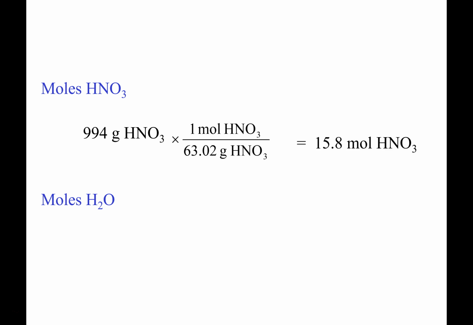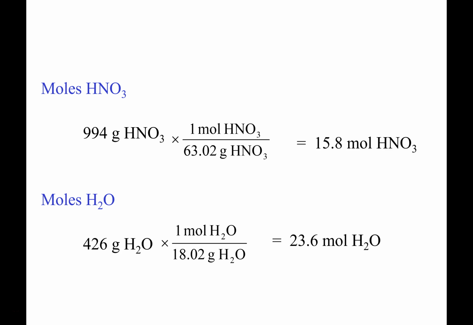To get the moles of H2O, we're going to use the mass of H2O we had on the previous slide, which is 426 grams of H2O. Multiply it by 1 mole over 18.02 grams. Give us 3 sig figs. Relatively speaking, that's 23.6 moles of H2O. And I think that's it. I think we're done with our puzzle pieces, ready to assemble them, I think.